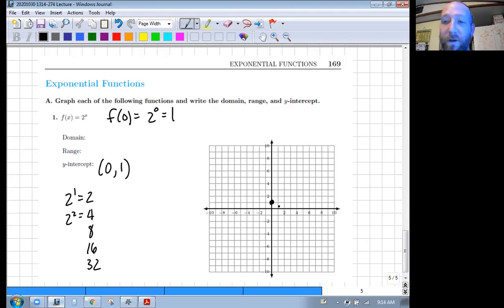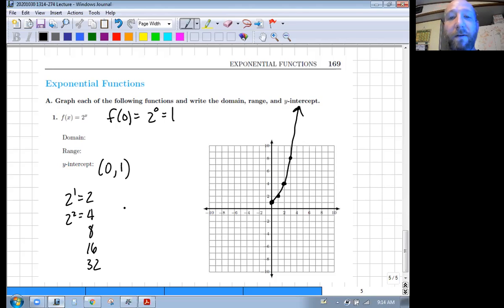I go over 1. 2 to the first is 2. We go to the right 2. 2 squared is 4. I go to 3. 2 cubed is 8. At 4, all the way up at 16. So again, this thing has exponential growth.